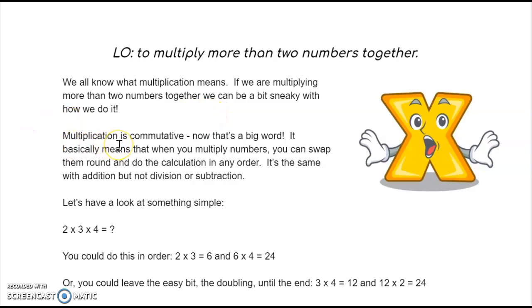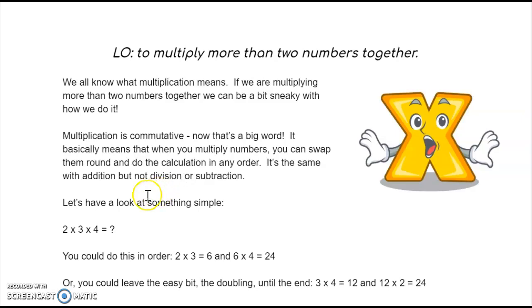Multiplication is commutative. Now there's a big word. I'll read it again. Multiplication is commutative. Have a go at saying it. Commutative. Commutative basically means that when you multiply numbers, you can swap them round and do the calculation in any order.